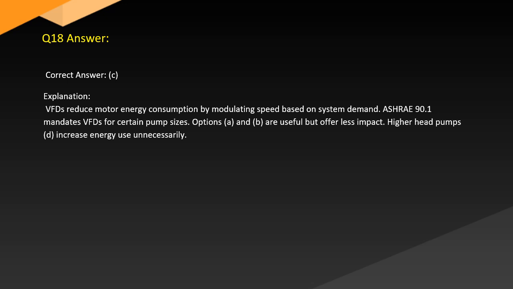Answer. Correct answer: C. Explanation: VFDs reduce motor energy consumption by modulating speed based on system demand. ASHRAE 90.1 mandates VFDs for certain pump sizes. Options A and B are useful but offer less impact. Higher head pumps, option D, increase energy use unnecessarily.